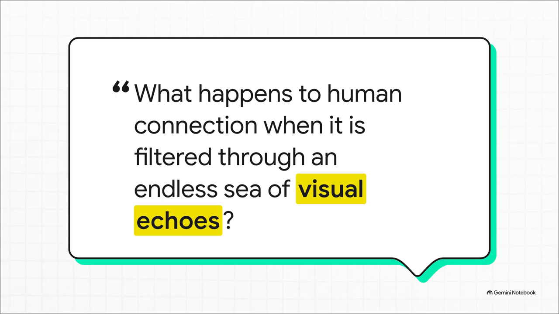This brings up a really powerful thought from our sources that challenges you to look at your own habits through a brand new lens. What happens to human connection when it is filtered through an endless sea of visual echoes? Seriously, when our main way of knowing what's happening in someone's life is just watching their perfectly curated visual echoes, we lose the messiness, the nuance, and the real rhythm of human connection. We basically just become an audience to each other's lives, rather than active participants.